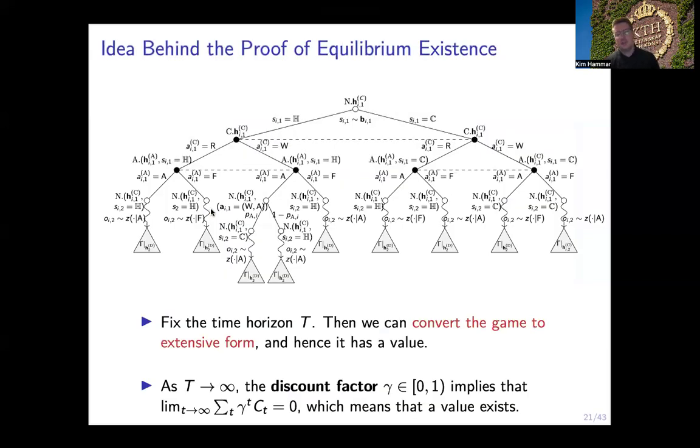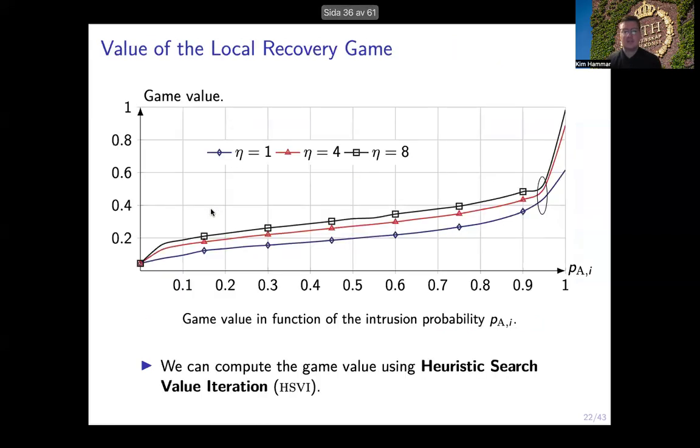First, we consider the case when the time horizon of the game is fixed, and then we show that we can convert our stochastic game into an extensive form representation, and therefore it has a value. And then we consider the limiting case when the time horizon approaches infinity, and using an argument based on the discount factor, we are able to show that also in that case, the game must have a value. This value can then be computed using the heuristic search value iteration algorithm.